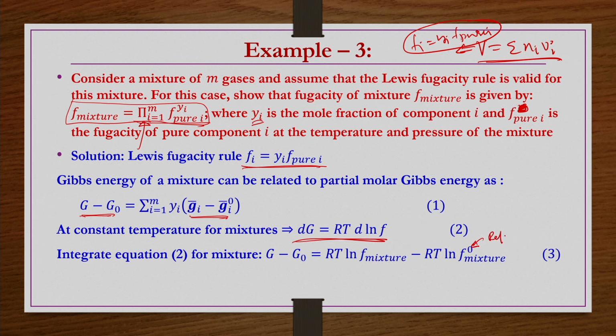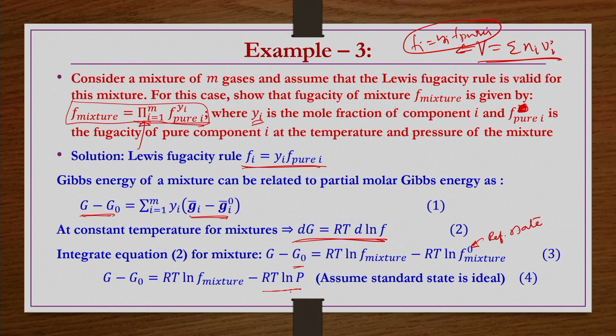Reference state, or some reference standard temperature and pressure that we take as a kind of reference state, because we calculate these things relative to some reference state. G naught is nothing but the Gibbs energy at that reference state. So we take the reference state as an ideal gas, and then if the gaseous mixture is an ideal gas, then the fugacity of that mixture should be simply the total pressure. Then we get here RT ln P, right.